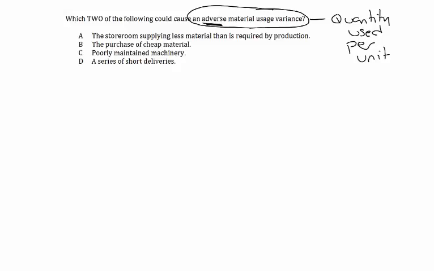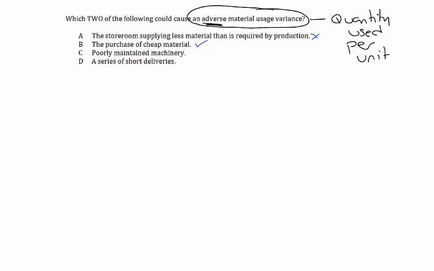So, first of all, the storeroom supplying less material than is required by production. Now, just because they've provided less material doesn't change the amount you might use per unit. It just implies that you could potentially be making fewer units. So that's not correct. The purchase of cheap material, well, if you buy cheap material, it does imply that potentially you've got poor quality, and if you've got poor quality, you might have to use more. So that is probably a cause.